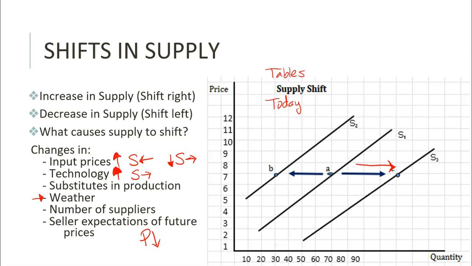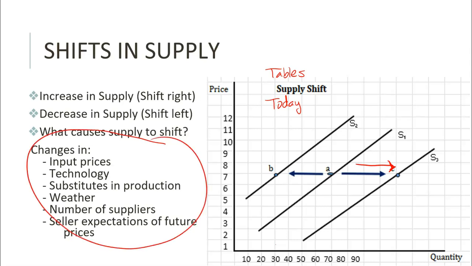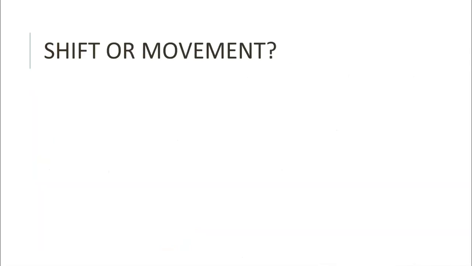So if we see a change in supply, an increase or decrease in supply, something on this list needs to change. Okay? If the only thing we know is that the price changed, we're going to say that it's a movement along the same curve. So if price changed, all I can say is that quantity supplied changed. If weather changed, input prices, expectations of future prices, any of that changes, then I can say we have a shift in the market.